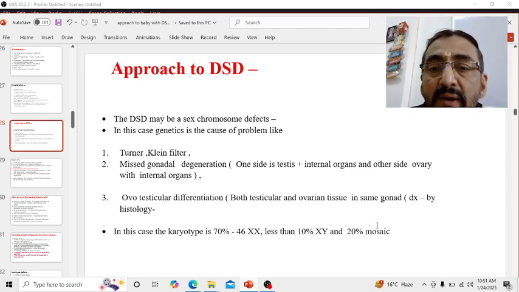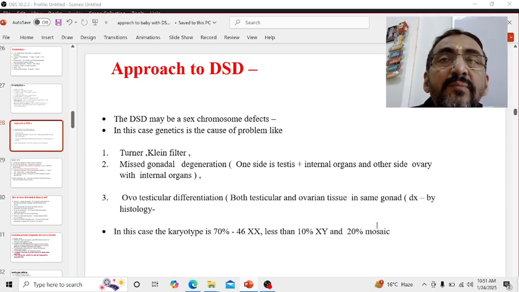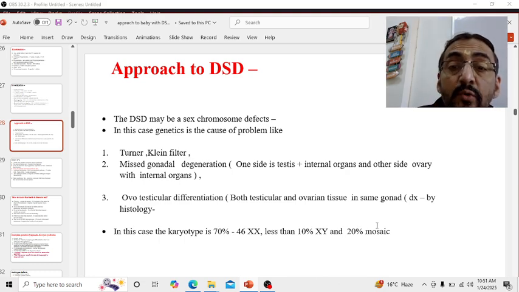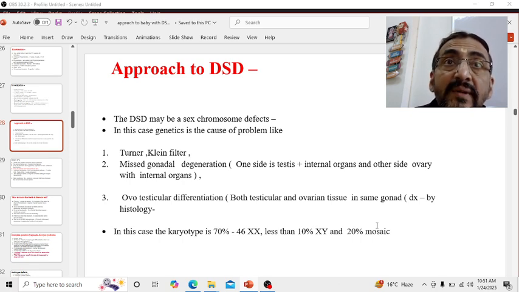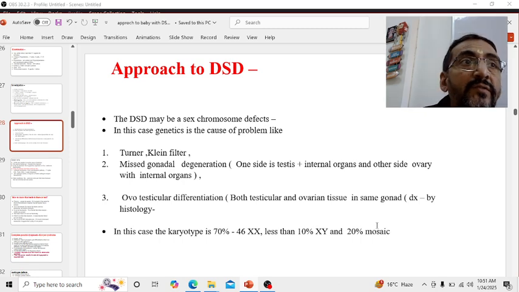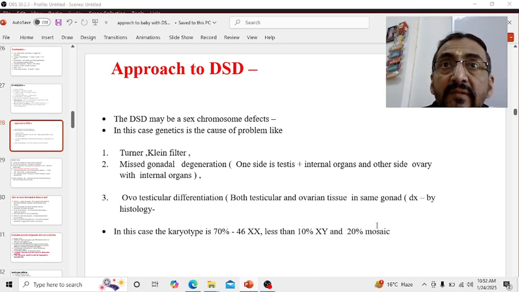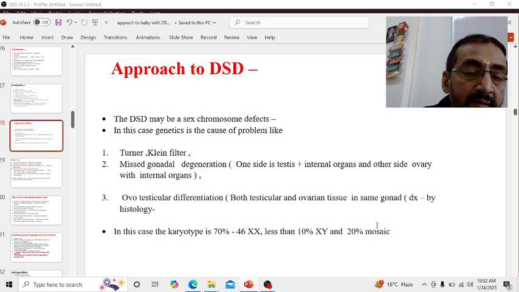So, in this case, what actually happens is, the karyotype in 70% is 46XX, less than 10% is XY, and 20% is mosaic. So usually in the third case, ovotesticular differentiation, this happens. Mosaic means two types of cell series in a single fetus, or a single man. That we'll discuss later.